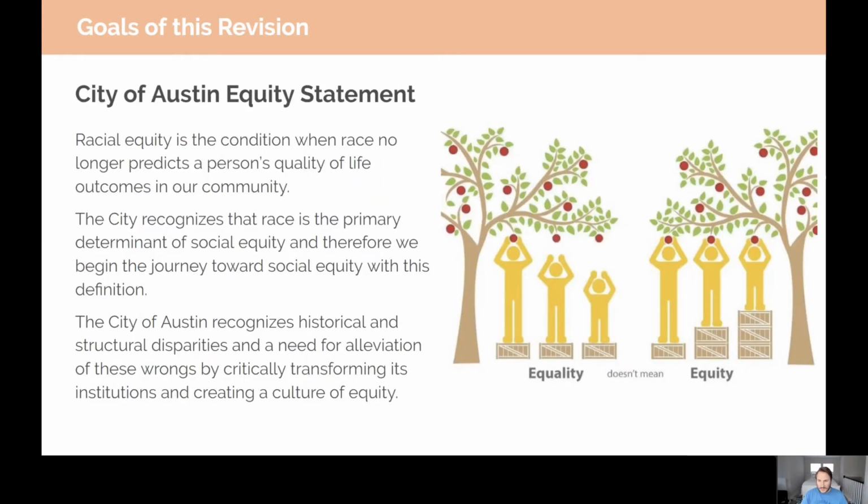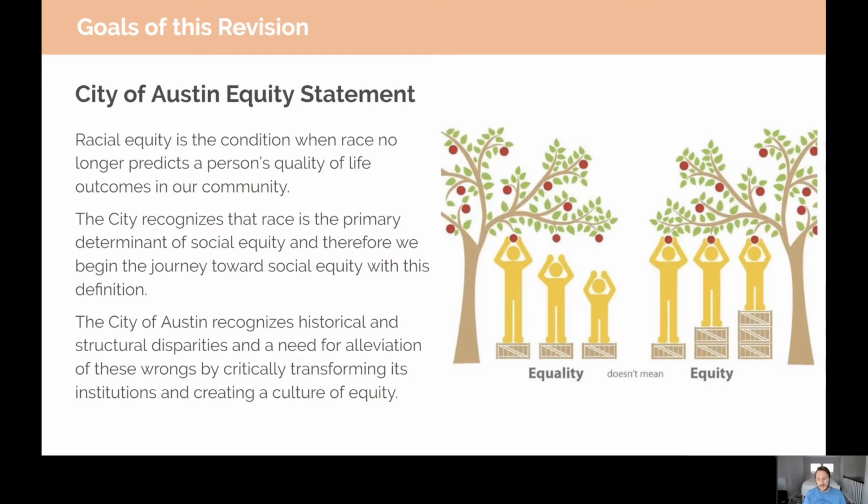So the next really big issue that we have is equity. So the city of Austin has a chief equity officer. We have an equity office. We as a city have made this commitment that the city is going to strive for eliminating racial equity, because racial equity is the condition where race no longer predicts a person's quality of life outcomes in our community. We recognize that race is the primary determinant of social equity.